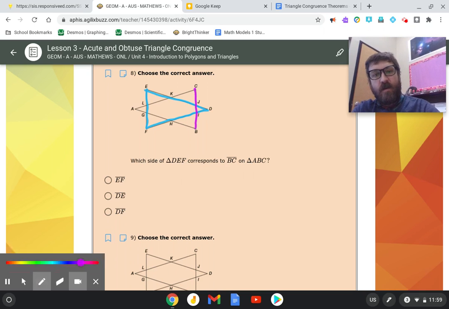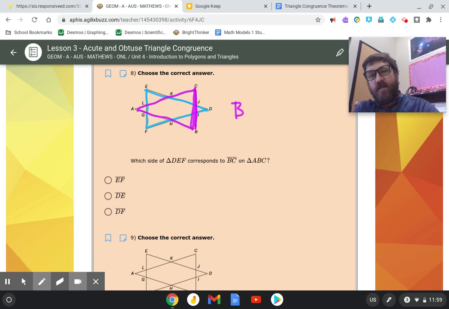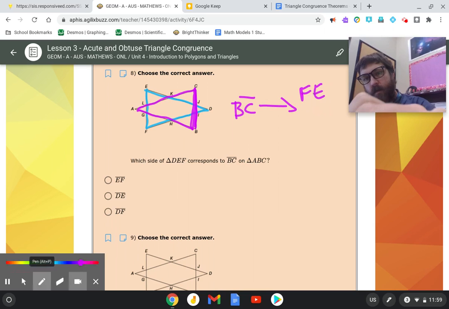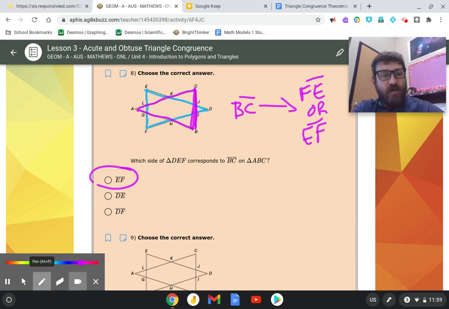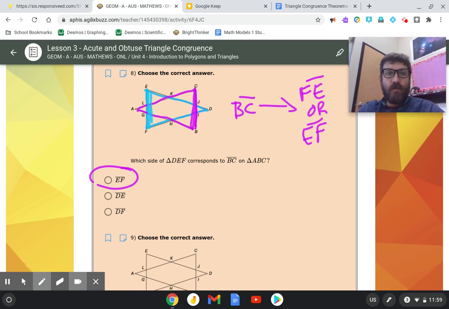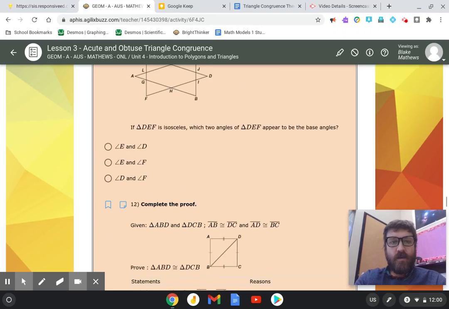Right? So BC is this triangle here. Well, it's this vertical side right here, BC. So then BC would correspond with, we got to go in the same order, so it's going to be FE, or EF. And so we see that's our answer right here. So which part corresponds? And because it's that vertical portion there on CB, it's going to be EF over here. So, all right, that's through number 11.